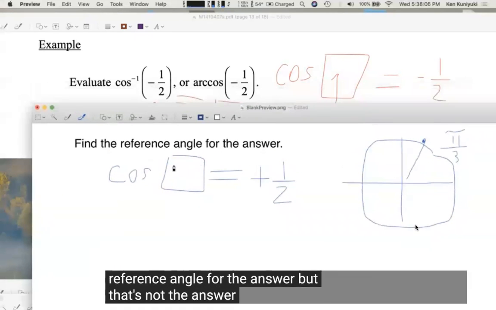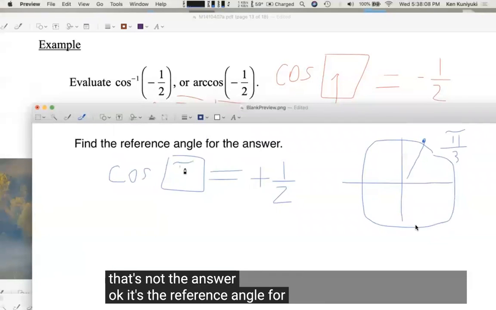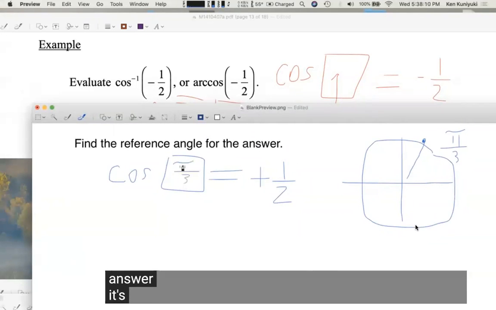But that's not the answer. Okay, it's the reference angle for the answer. It's the reference angle.